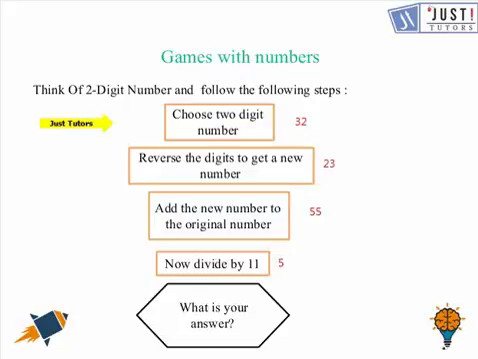Let's test it with some different number. Let the number be 18 this time. So again, if we are reversing the digits, the new number would be 81. And if we add them up, the answer would be 99. And if we divide it by 11, the final answer would be 9, again with no remainder at all. And then the answer is again the sum of the digits with which we started. So this was the game with the numbers, and now let's move to the practice time.